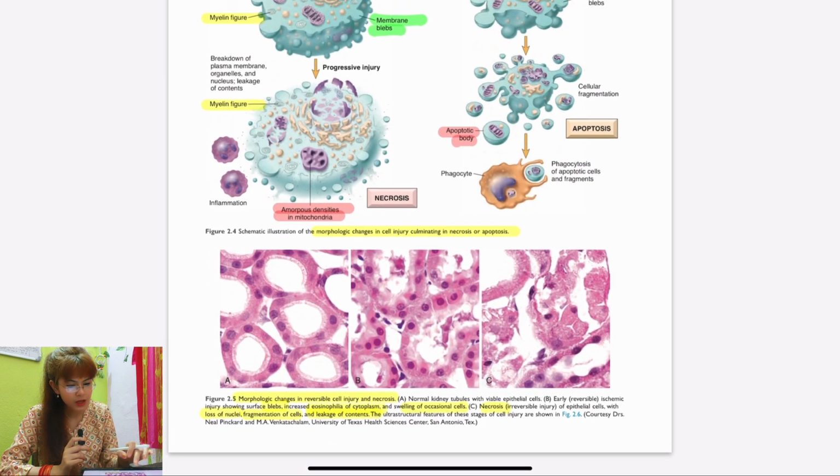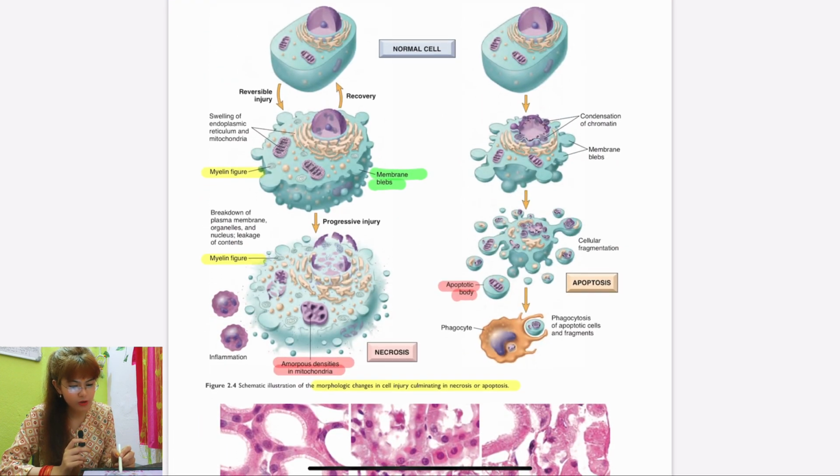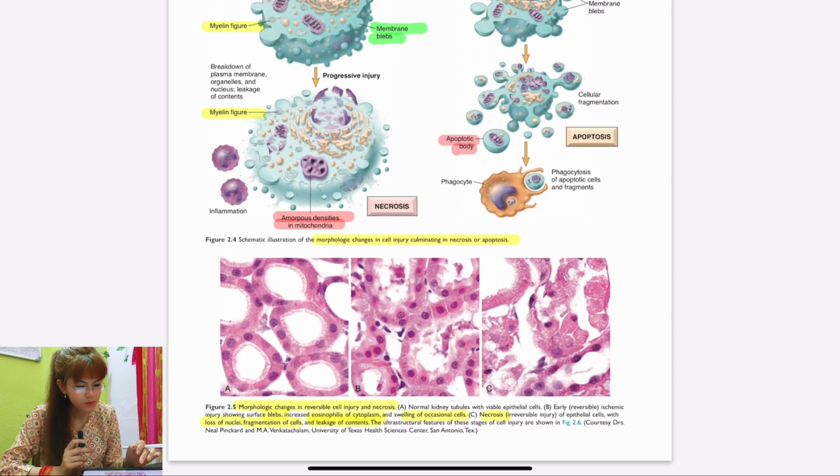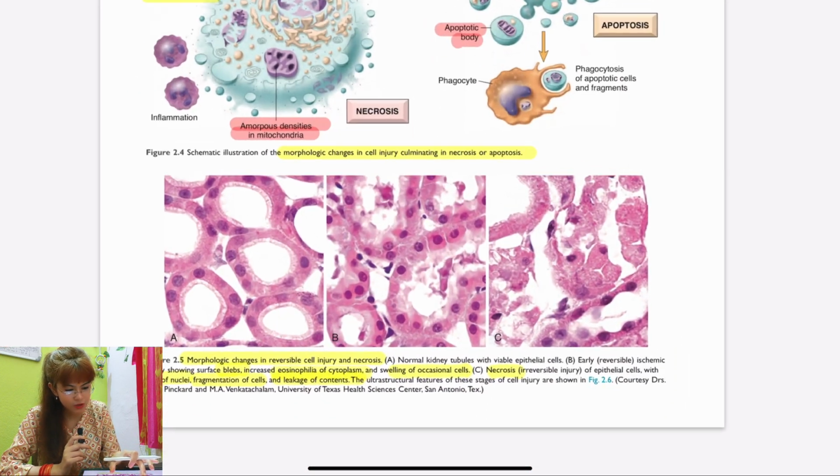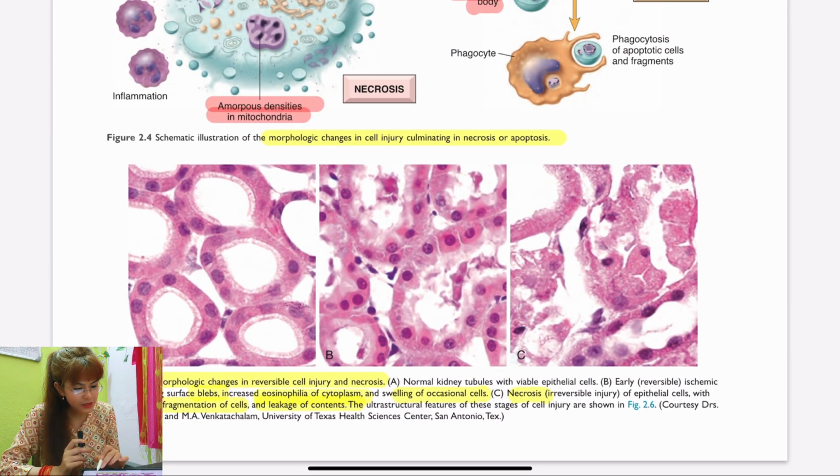Okay, so you can see that this is a necrotic area, and this one is the apoptosis, because you can see these apoptotic bodies which are being broken down from the cells, ultimately leading to cell fragmentation. And at the end you will have phagocytosis of these apoptotic cells and the fragments. So in this image you can see the normal kidney tubule. This is the early reversible ischemic injury, showing surface blebs, increased eosinophilia of the cytoplasm, and swelling of the occasional cells.